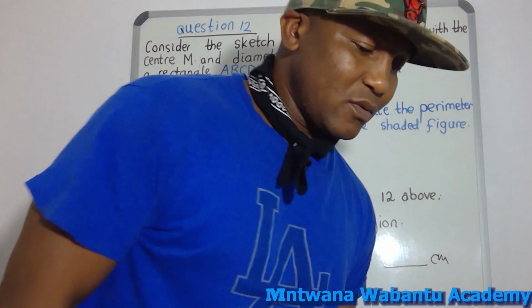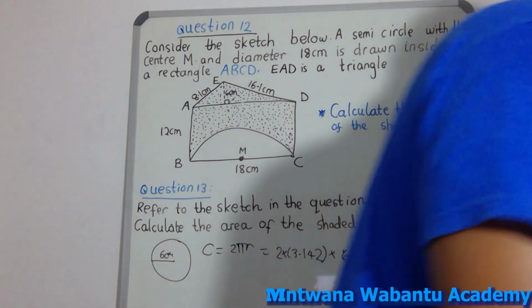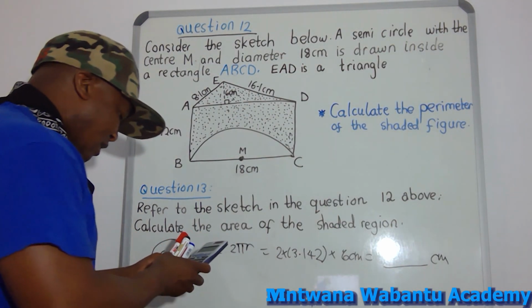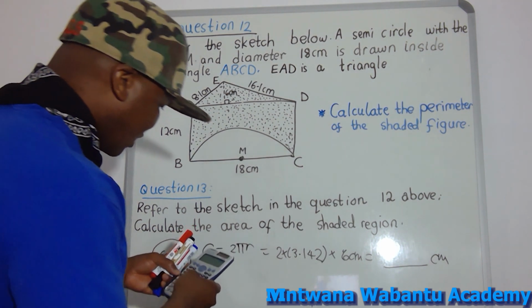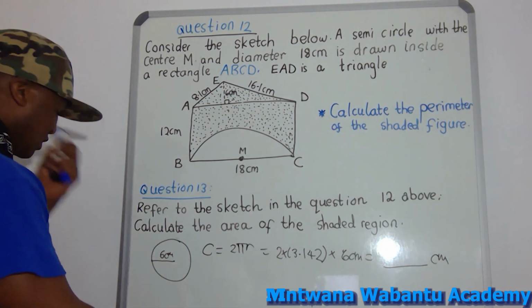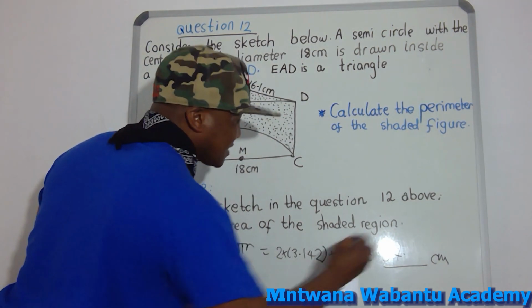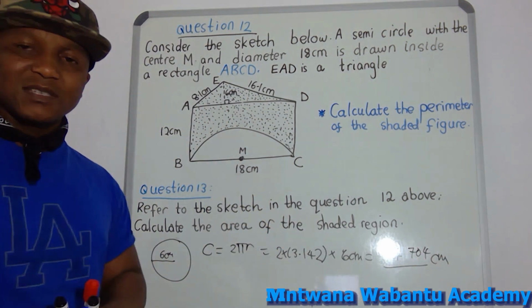Should I plug it in for you? Some guys want to see that if you plug it in, you're going to get the same answer. Let's go, 2 times 3.142 times 6. This is going to give us 37.704 centimeters. So that's the circumference. You see what I'm saying?